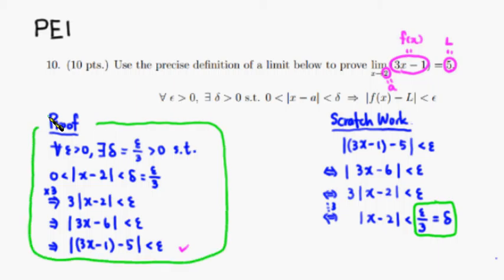Scratch work is required to get to this expression right here, to find the expression for delta. That's why I did the scratch work, and basically wrote this backward so that we can get what we want. Alright, that's it. I hope that this was clear.